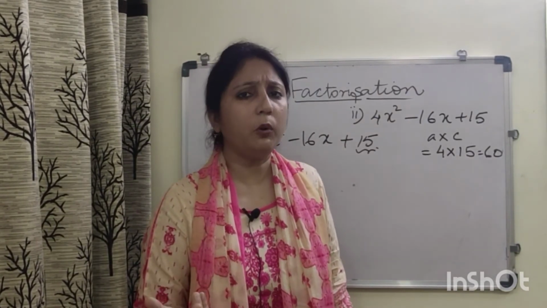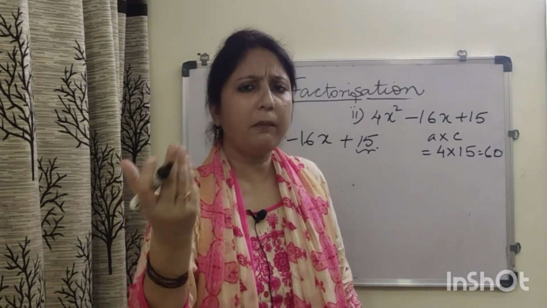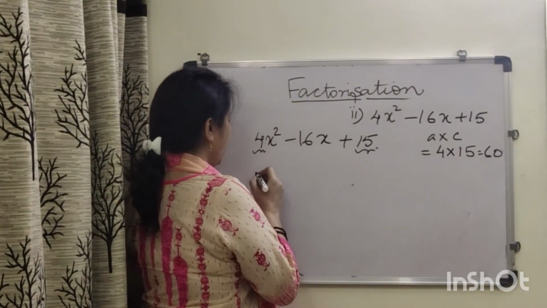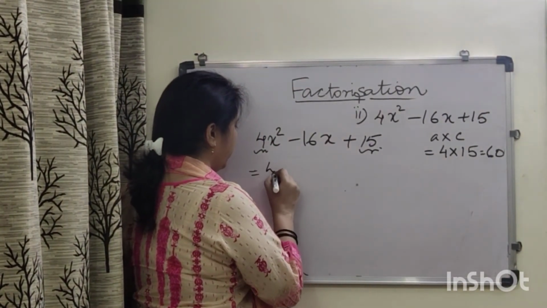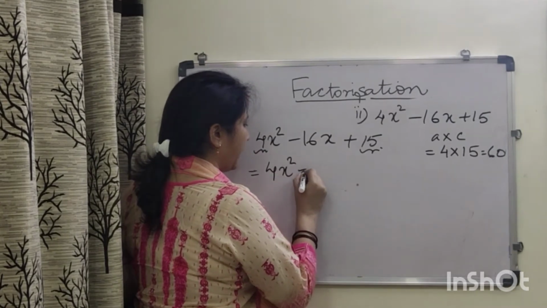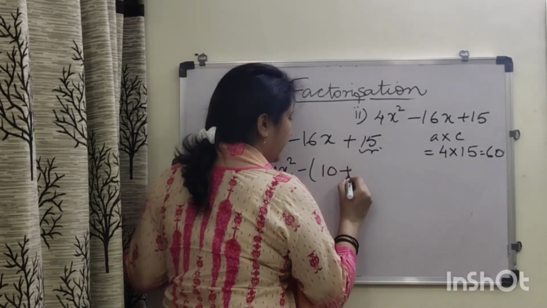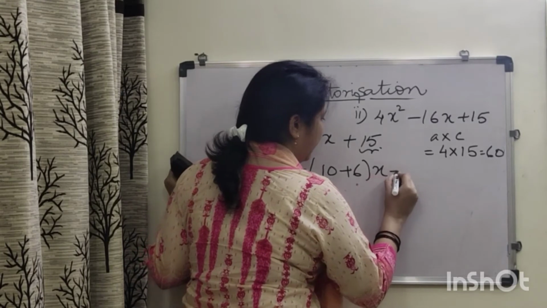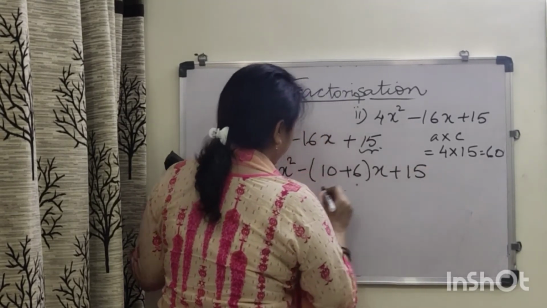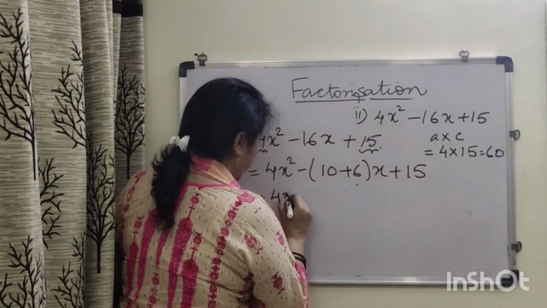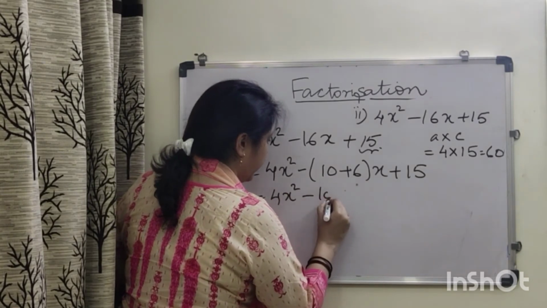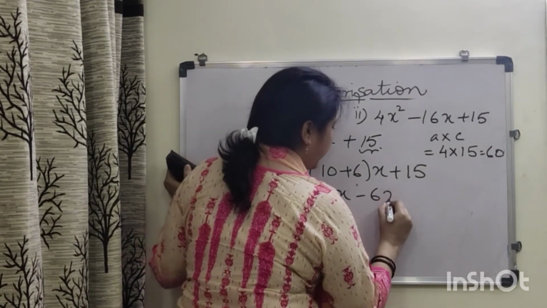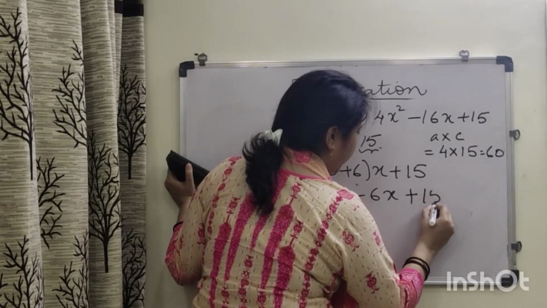You want to try both the methods? You just try both. First you look for 10 6s are 60, what will it be? 4x square minus 10 plus 6 times x plus 15. Now children, open the bracket. It is 4x square minus 10x minus 6x plus 15.